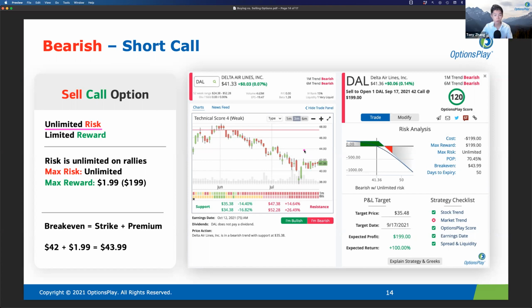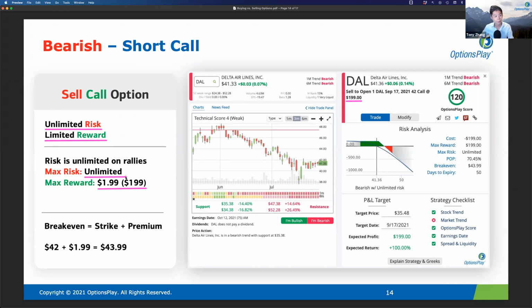But today we're just talking about the fundamental building blocks. We're not necessarily saying that these are strategies that you should trade, but it's important that you understand how selling a call option works. So like I said, you have unlimited risk in exchange for limited reward, just like selling a put option. In this particular case, if I'm collecting $1.99, or $199 a contract, that is my max reward.